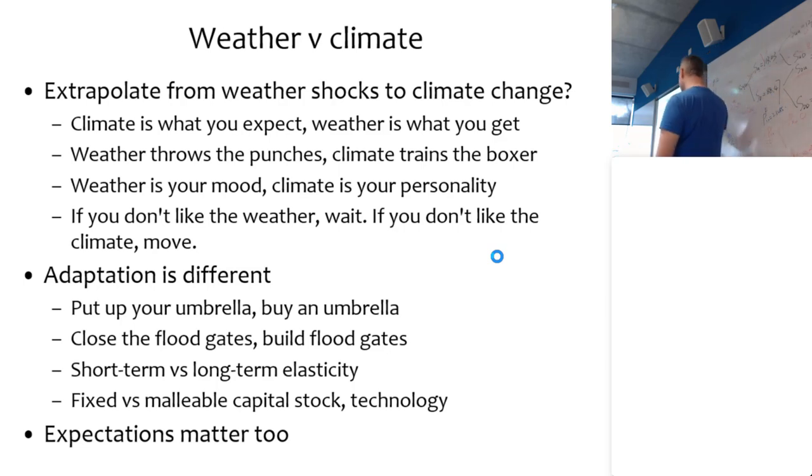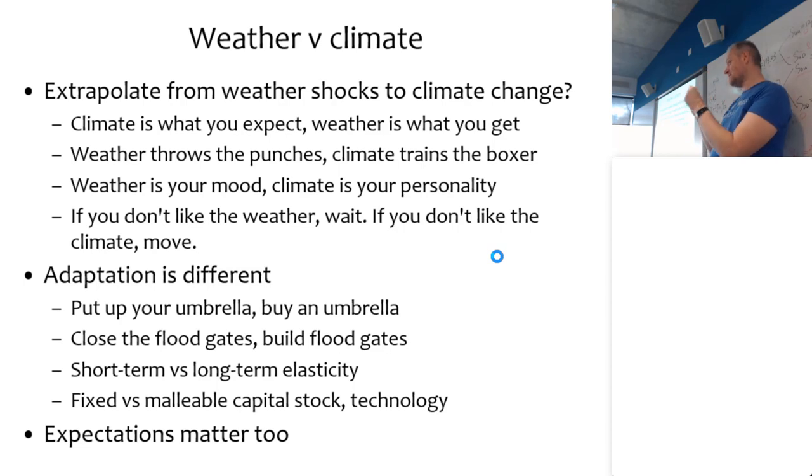And that means that the way we respond to weather is completely different than the way we respond to climate. So the response to rain is to put up your umbrella, right? Whereas the response to the chance of rain, that is the climate, is to buy an umbrella. Now, those are trivial things. The response to a flood is to close the floodgates. But the response to the risk of flood, that is climate, is to build the flood barrier, right?